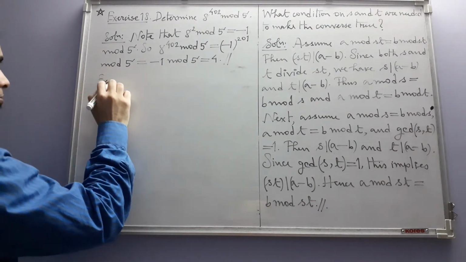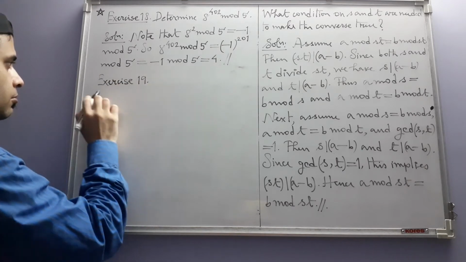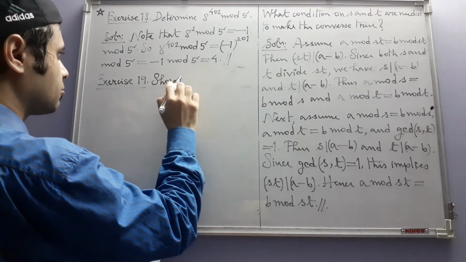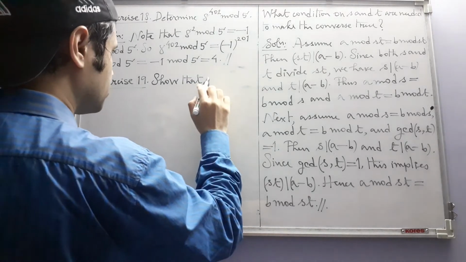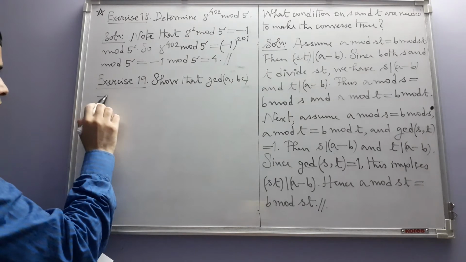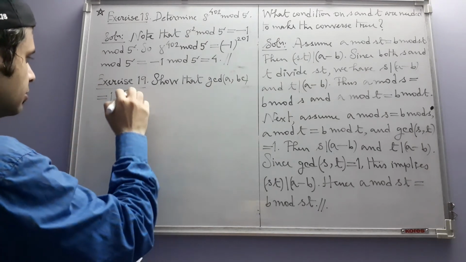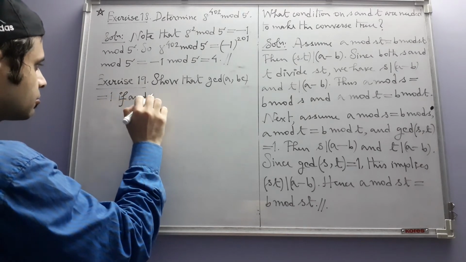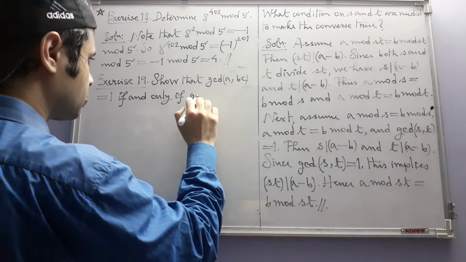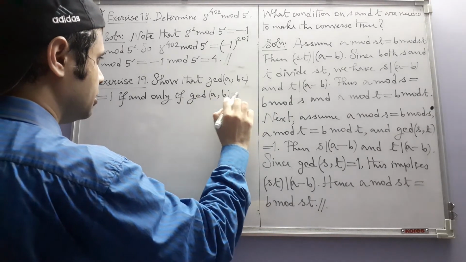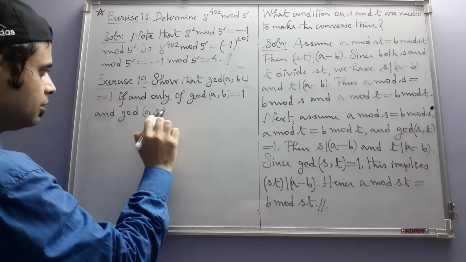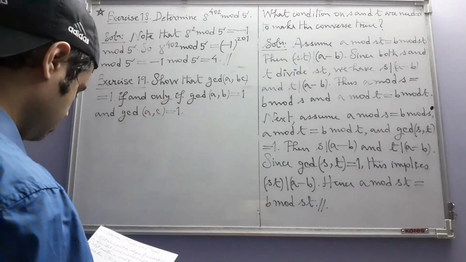Exercise 19. Show that GCD of A and BC, where A, B and C are non-zero integers, is 1 if and only if GCD of A and B is 1 and GCD of A and C is also 1. Okay.